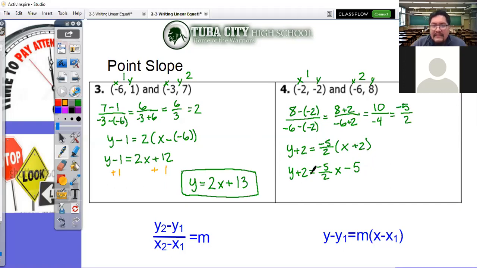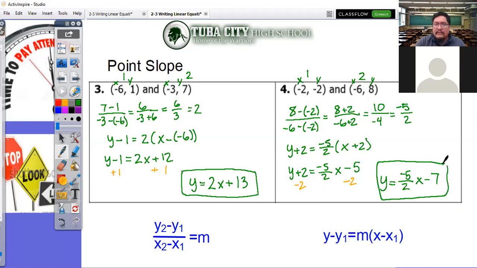And again, you can pick either of these groups, this one or that one. I think this one's a little bit easier, just a little bit. But I still have to get rid of this number here. So to get rid of that plus 2, I'm going to have to subtract 2 from both sides. So I think we're done here. So y equals negative 5 over 2 x minus 7.